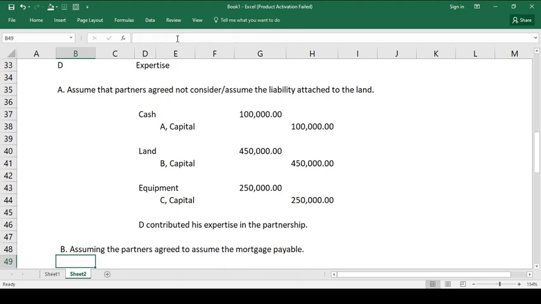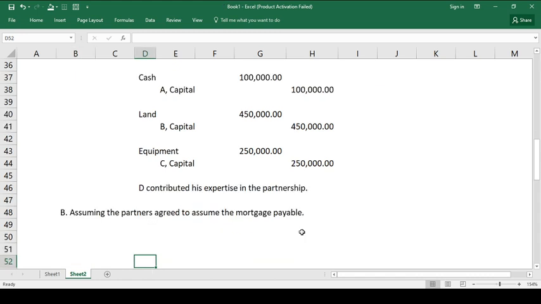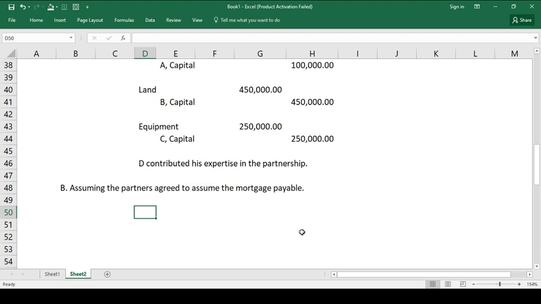When the mortgage payable attached to B's contribution is assumed, A's contribution, C's contribution, and D's contribution are not affected. Only B is affected. So our entries for A's contribution, C's contribution, and D's contribution will remain the same in the second assumption. The only one that changes is the entry for partner B, because the mortgage payable attached to the land he will contribute is assumed.